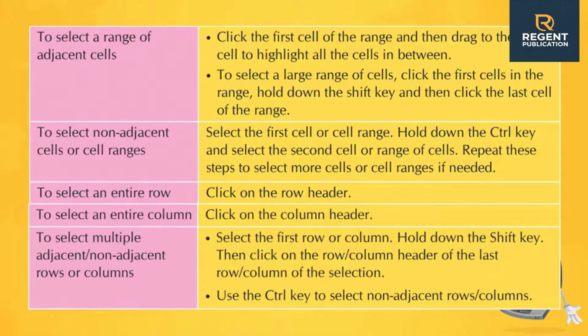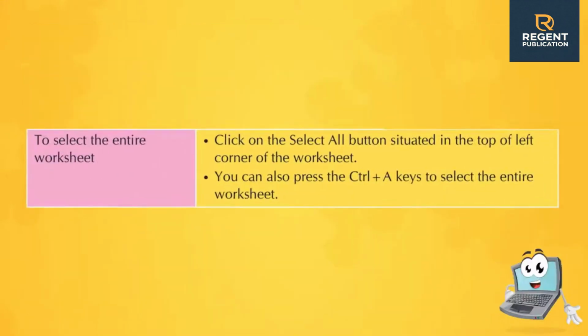Use the Control key to select non-adjacent rows or columns. To select the entire worksheet, click on the Select All button situated in the top left corner of the worksheet. You can also press the Ctrl+A keys to select the entire worksheet.